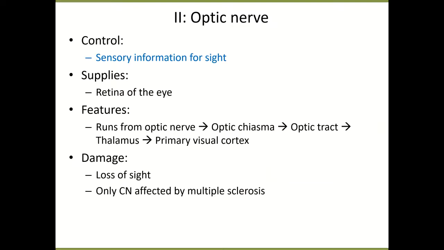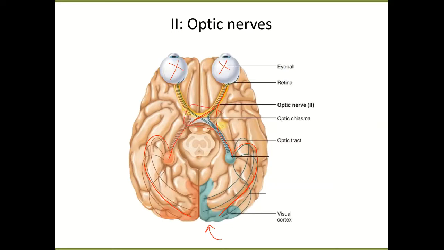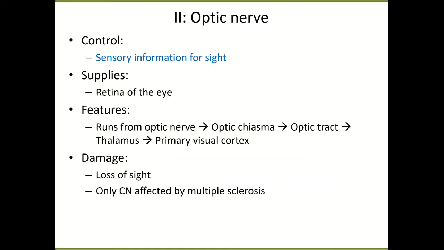All right. So, as we just said, it's sensory. Remember, some say marry money, sensory information for sight. It supplies the back of the eye. We call the back of the eye the retina of the eye. And it has a fairly convoluted route that it travels. Your optic nerve crosses right here at the optic chiasma. And by the way, here's where a pituitary gland would be, right underneath the optic chiasma.